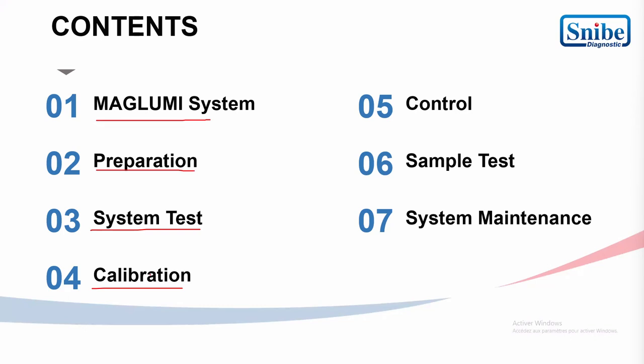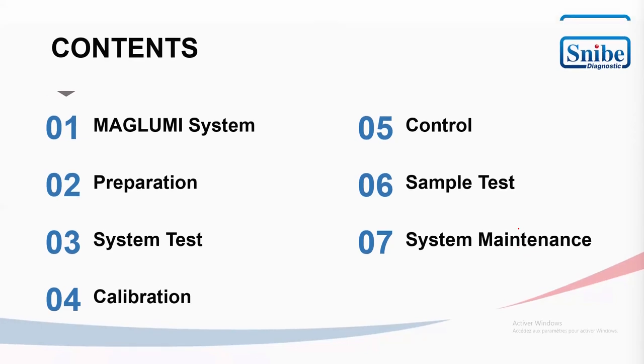Then how to run the calibration using Maglumi reagent and check the results of the calibration, and how to run the quality control. Firstly, how to add the quality control, then how to run the quality controls and check the results. Then we will see how to run the sample tests, including the normal sample test and the emergency sample test, and then the sample test requiring dilution. The last part is the system maintenance for Maglumi systems.